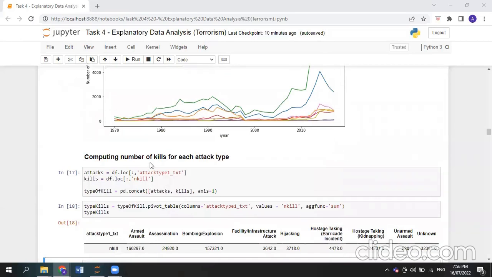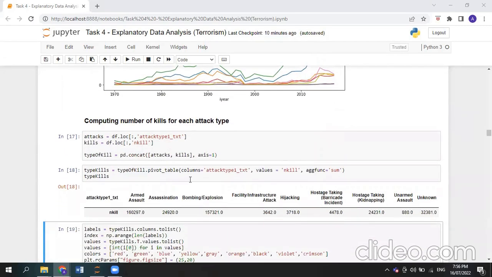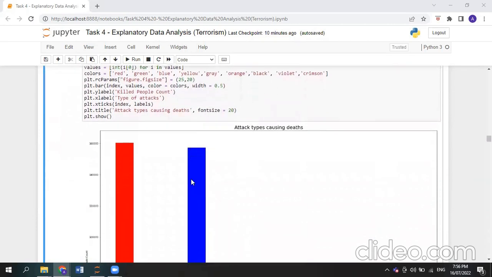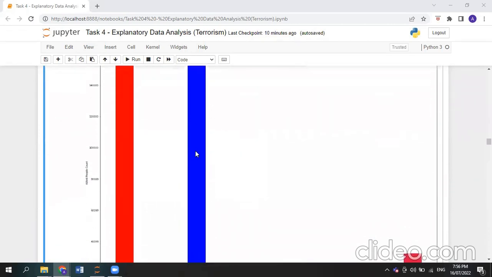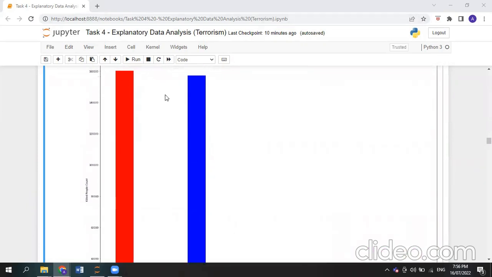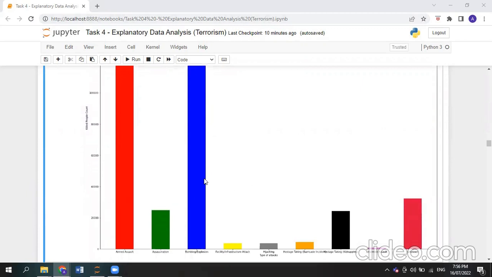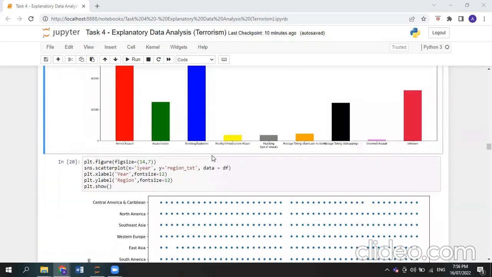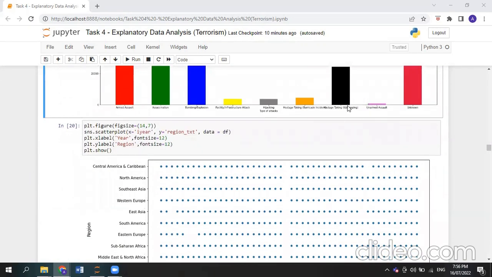Here we are calculating the number of kills for each attack type. For example, armed assault caused 160,000 kills, bombing 157,000, assassination 24,000. We draw a bar chart of these attack types to show the most dangerous and the most causing deaths. Armed assault is the highest, followed by bombing. They are too close to each other. Of course, unarmed assault is the lowest.